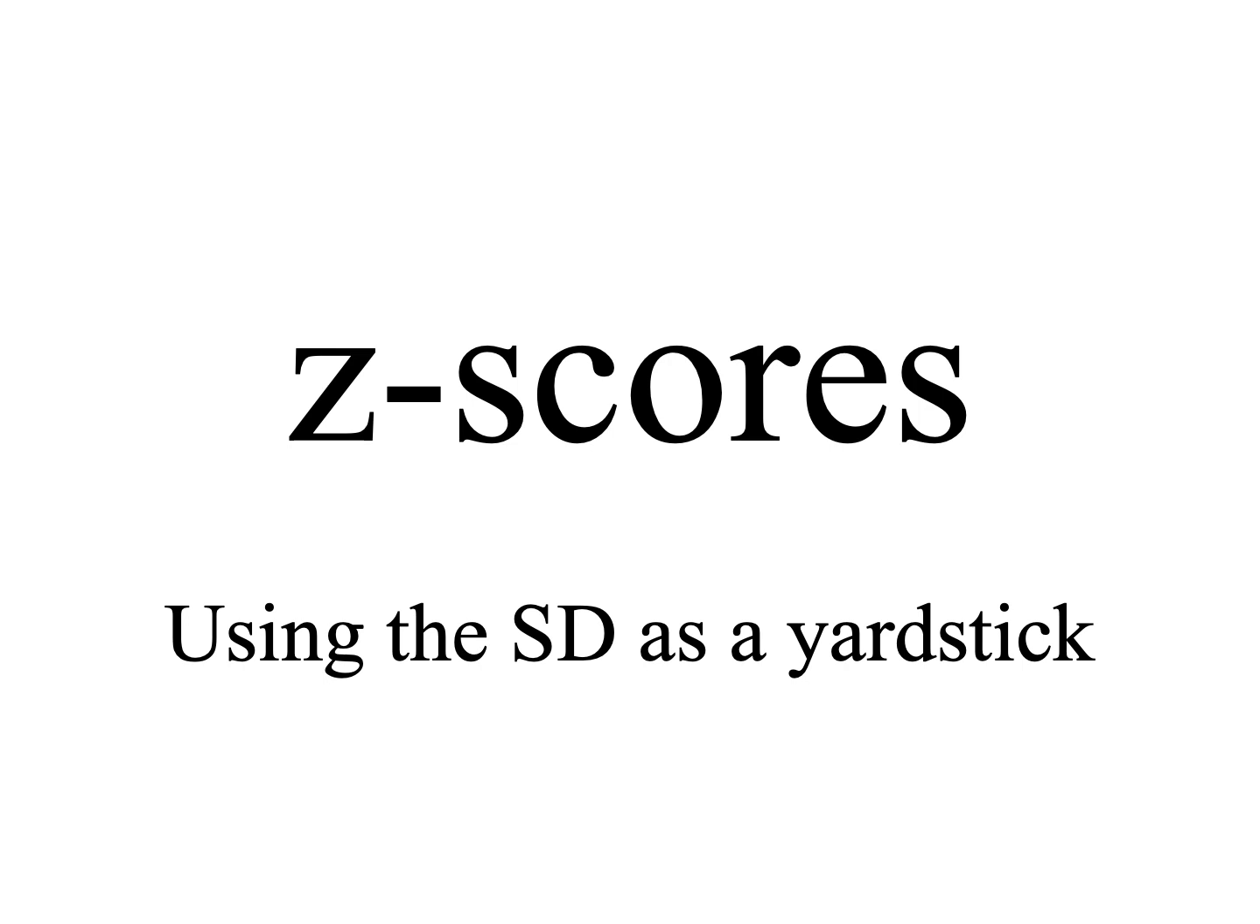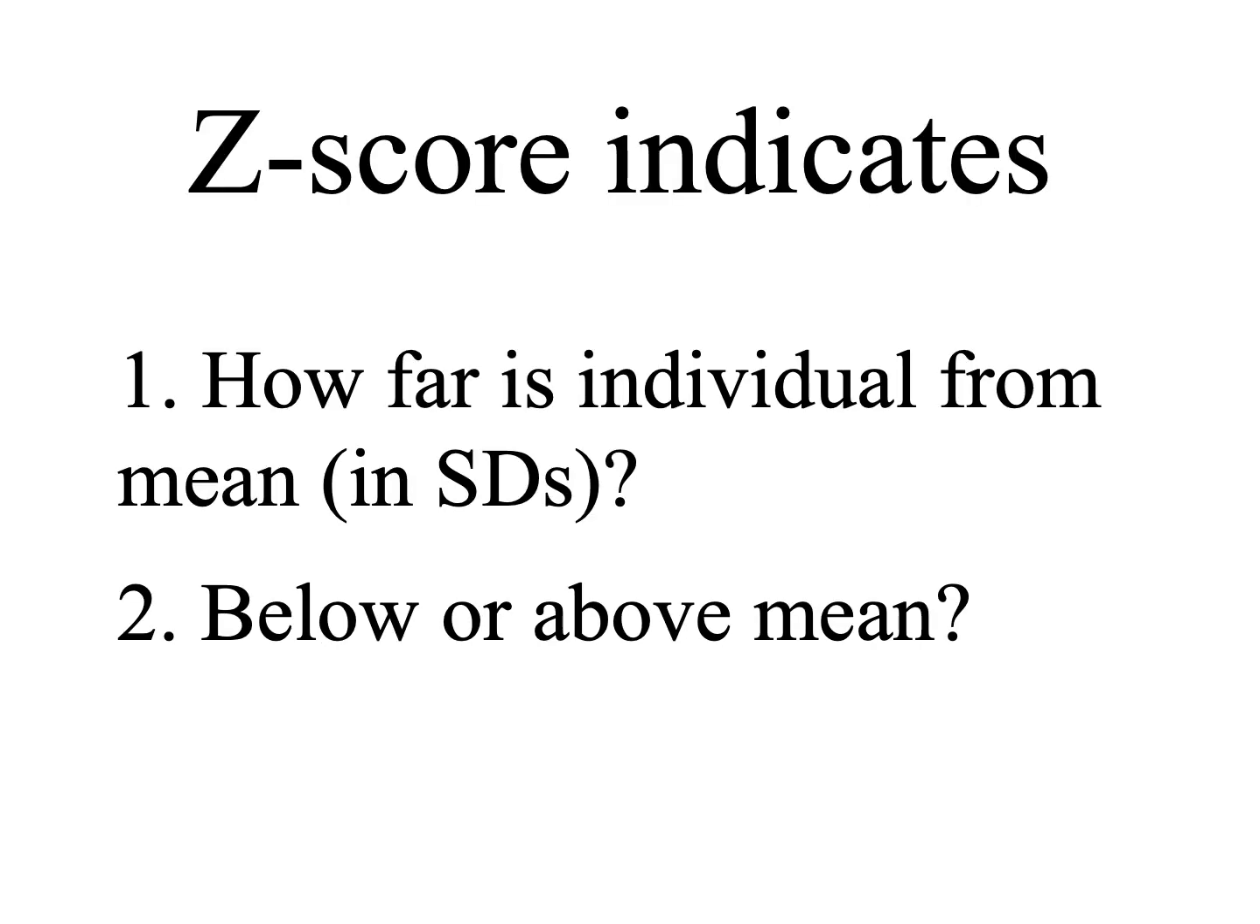If you want to do well in the rest of this course, you need to really understand this concept. You need to read the relevant chapters. A z-score indicates how far an individual is from the mean using the standard deviation as a yardstick. And the z-score indicates whether the individual is above or below the mean. A positive z-score indicates the individual's raw score is above the mean. A negative z-score indicates the individual's raw score is below the mean.